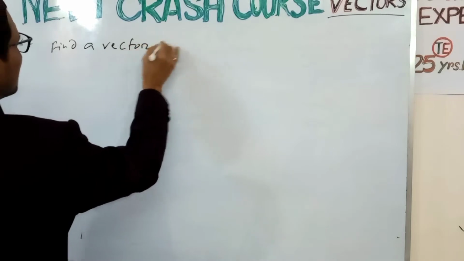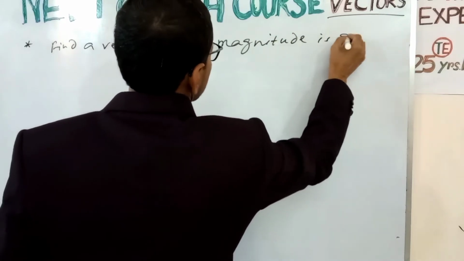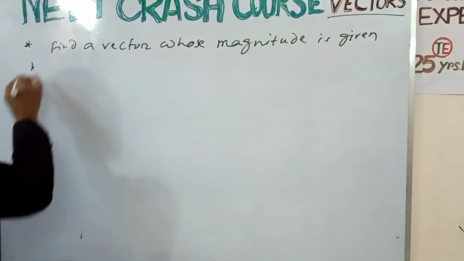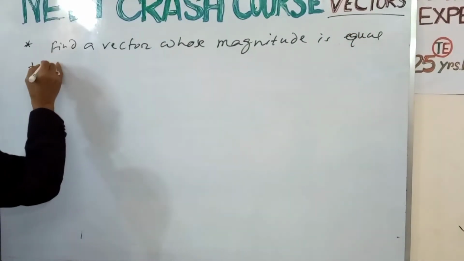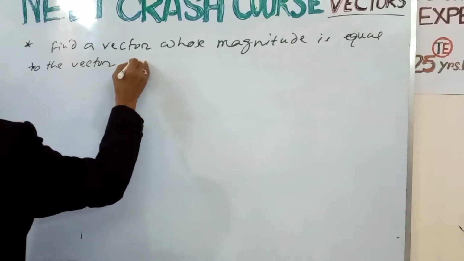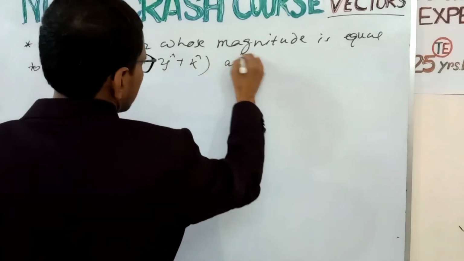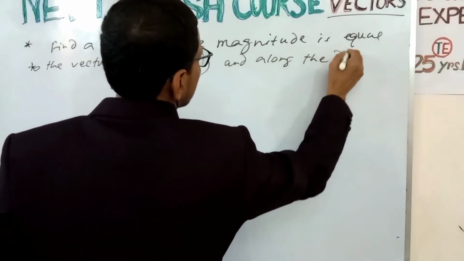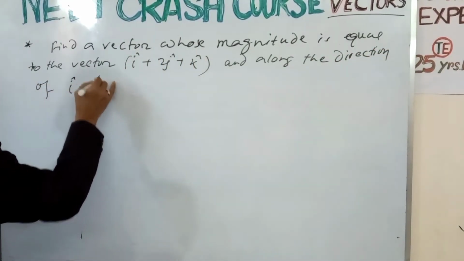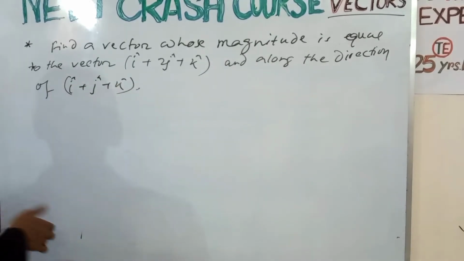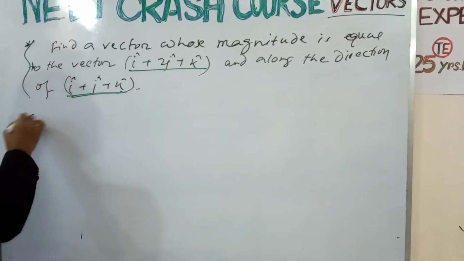Find a vector whose magnitude is equal to the magnitude of this vector, and which is along the direction of this other vector. So the magnitude is this, and the direction is along this. So what is the solution?